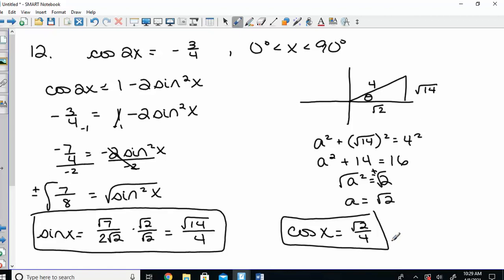So when you're doing your quadrants, how do you know that it was in the first one? The problem said it fell between 0 and 90. Oh, okay, so if it was between 0 and 180, it would be second. Between 90 and 180, yeah, would be second. Oh.